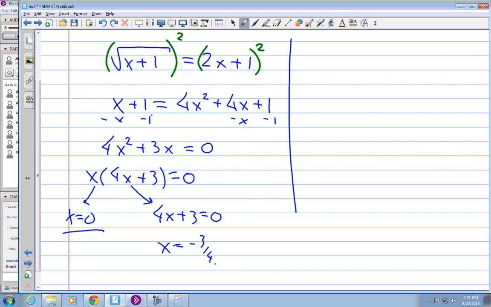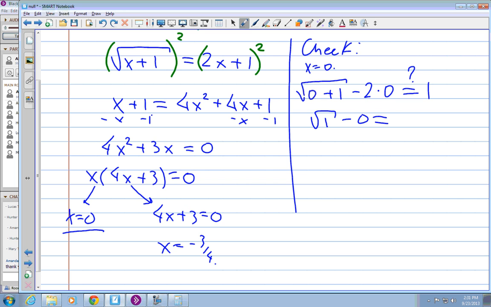So my problem was the original square root of x plus 1 minus 2x equals 1. So let's check 0 first. So x equals 0. So if I plug in 0 into my equation, which is the square root of x plus 1 minus 2x equals 1. Does that work? We just get square root of 1 minus 0, really. So yeah, square root of 1 equals 1, so check. So x equals 0 works. Okay? Let's try another one.